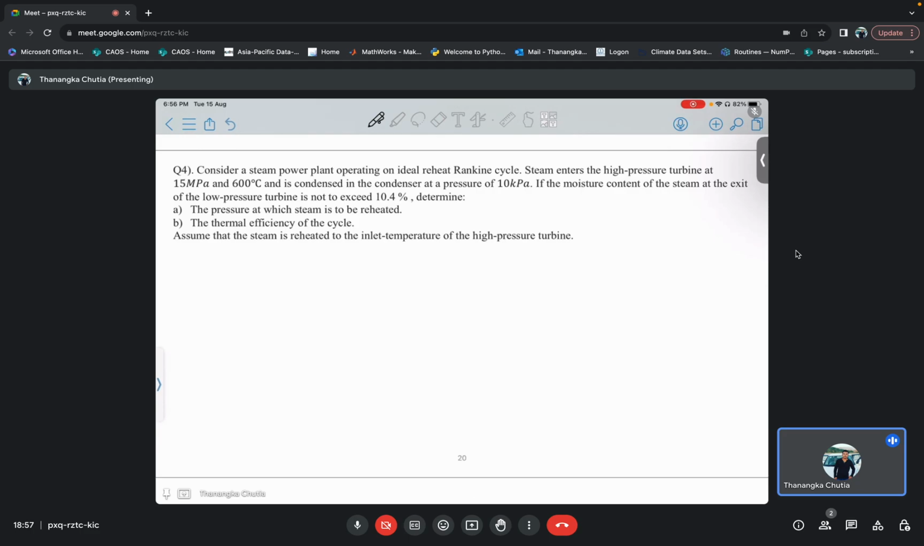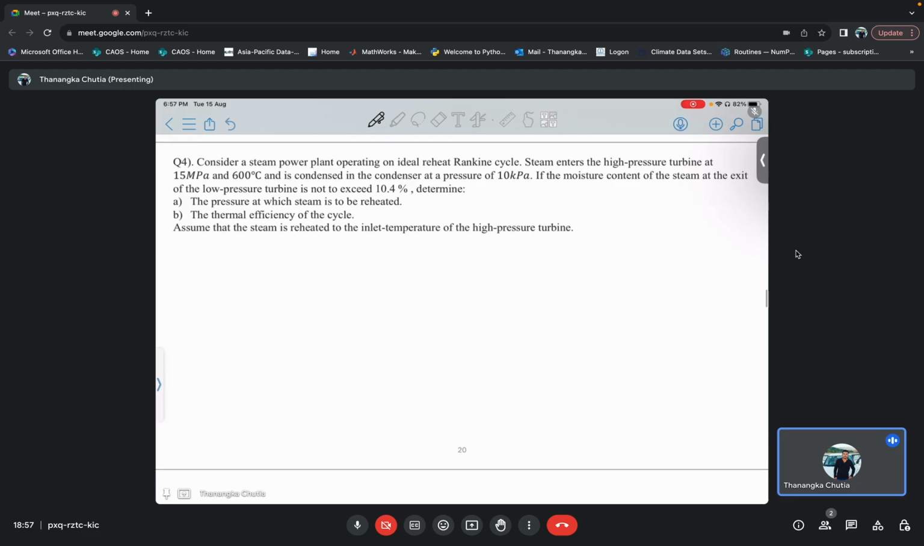Okay, so what is this reheat? We will do one question and then we will understand how this reheat cycle actually looks. Consider a steam power plant operating on an ideal reheat Rankine cycle. Steam enters the high pressure turbine at 15 megapascal and 600 degrees Celsius and is condensed in the condenser at a pressure of 10 kilopascal. Now, if the moisture content of the steam at the exit of the low pressure turbine is not to exceed 10.4%, then determine the pressure at which the steam is to be reheated, and then the thermal efficiency of the cycle. Assume that the steam is reheated to the inlet temperature of the high pressure turbine. Okay, so what will it do in the case of a reheat cycle?